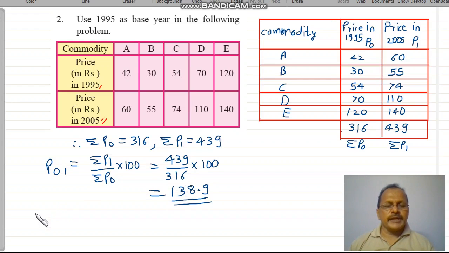Now the interpretation of this price index number is, if the base price is rupees 100, then in the current year, that is in the year 2005, it is increased to 138.9, that is, there is an increase of approximately 39%. You can write the interpretation in your own words. Take a reference of the solved examples.